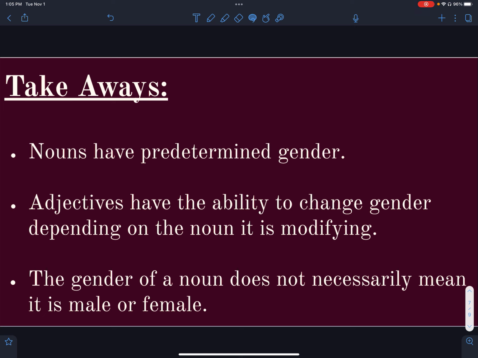All right, the third rule is that the gender of a noun does not necessarily mean it is male or female. A masculine noun doesn't mean that the thing is a boy. A feminine noun doesn't mean that the thing is a girl. A neuter noun doesn't mean that it's neither. It's kind of just arbitrary. There's no rhyme or reason as to why. So what I'd like to do is this.